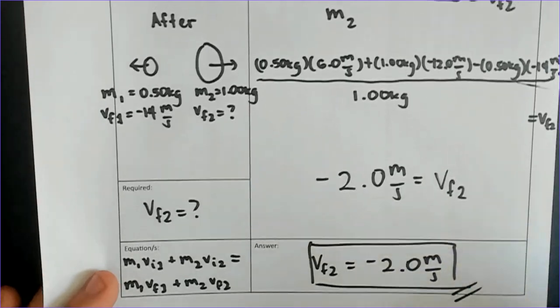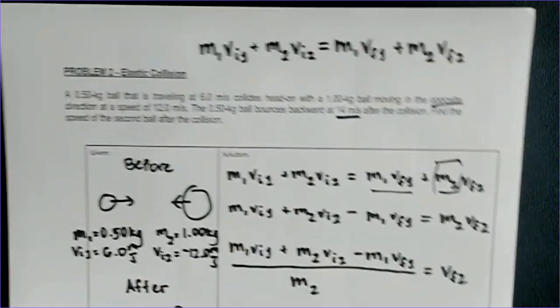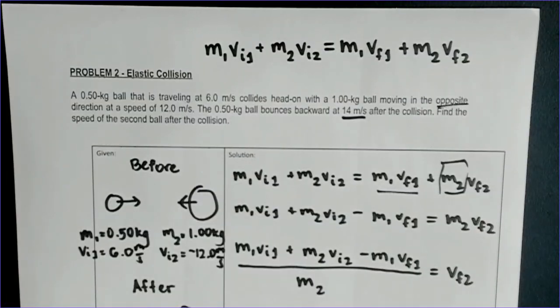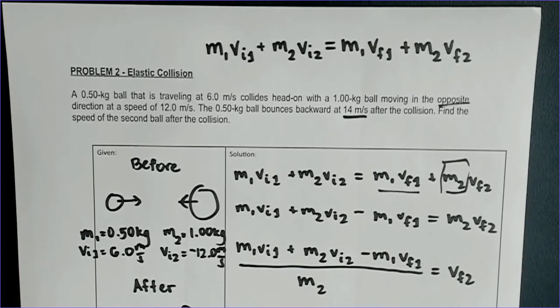So that's how we solve an elastic collision problem. Again, elastic collision involves two objects colliding with each other and having different velocities before and after the collision. For our next video, we will tackle inelastic collision, which basically means two objects that collide and stick together after our collision.